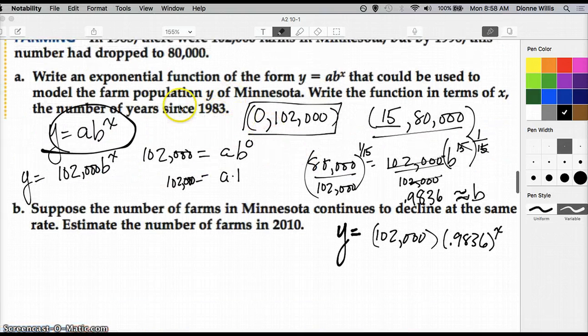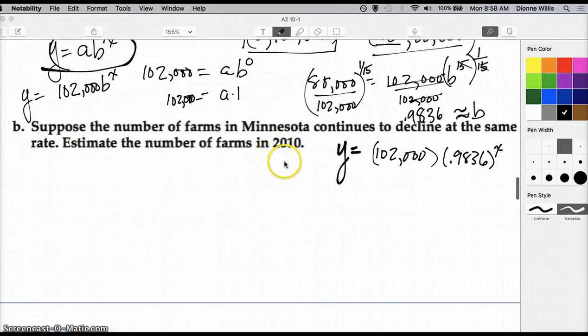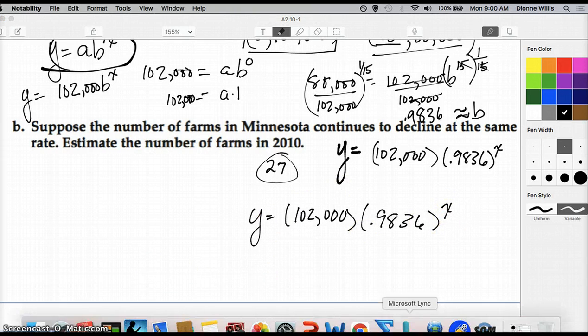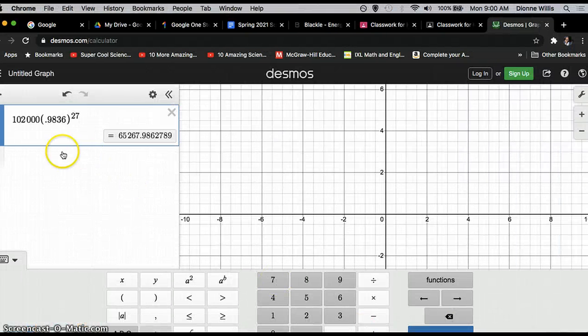You remember we started off recognizing that we are counting the years from 1983 to the year that we are concerned about, in this case 2010, and that would be 27 years, 27. So we're going to plug 27 into our calculator within this equation, and of course Desmos is a fine way to do that. So let's get that started. So I'll type this into Desmos with x being replaced by the 27 years, and when I do that I get approximately 64,000 would be the population or the number of farms in Minnesota.